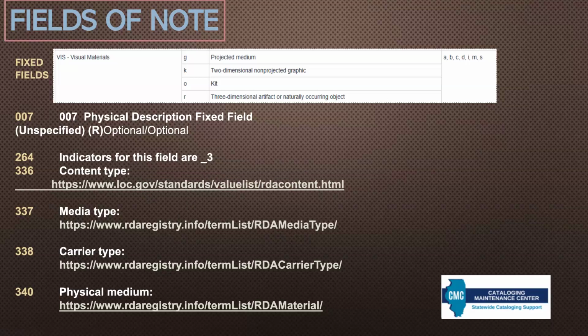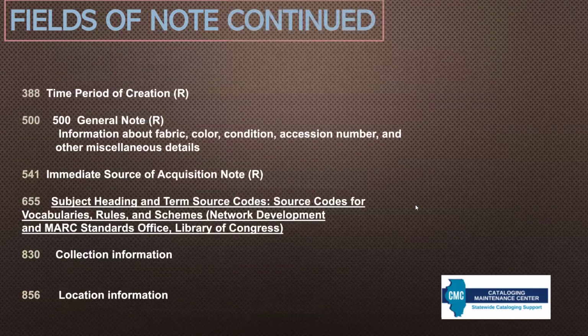Okay. For 338, the carrier type for these is object, but once again, there's the link. And 340, the bib records for the examples that I gave have 2 340 fields, one for the physical medium and the other for color characteristics. And we'll see all of that in my actual examples too.